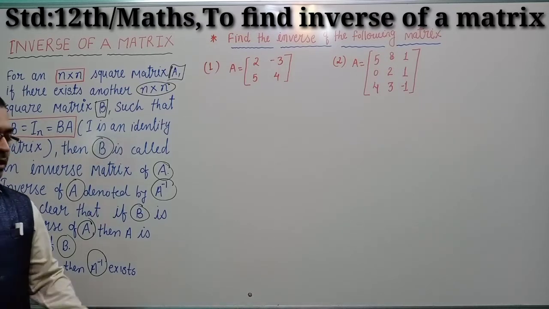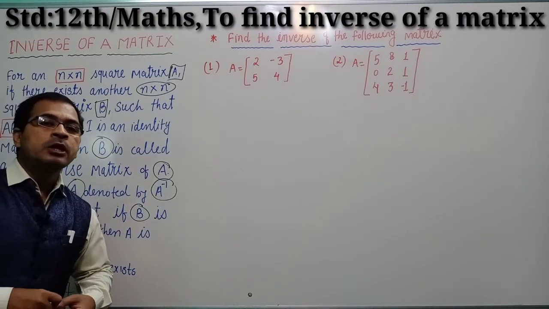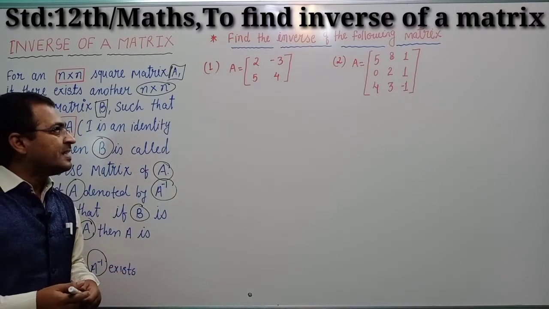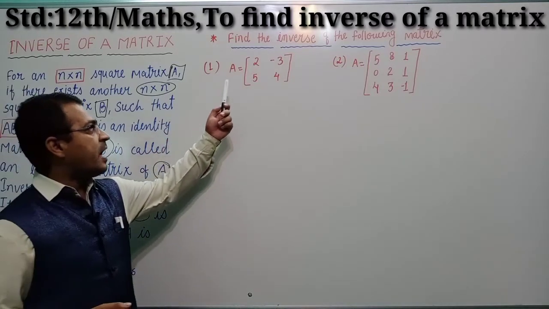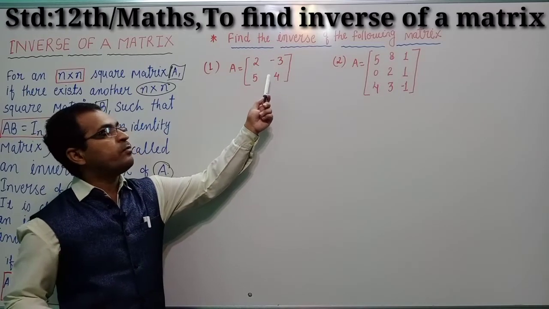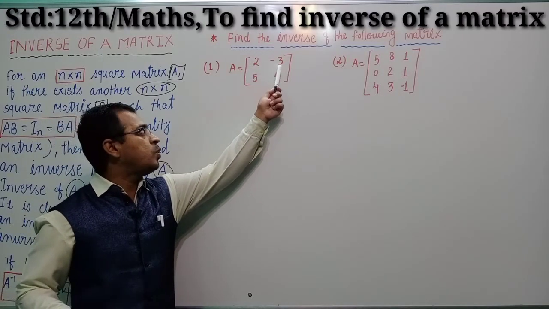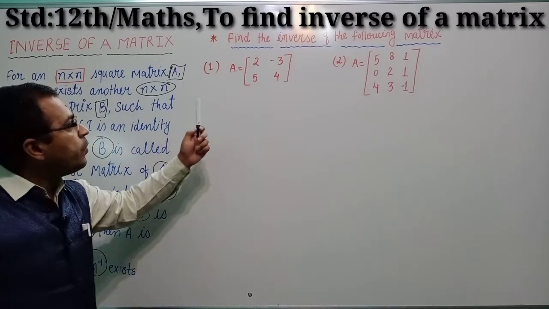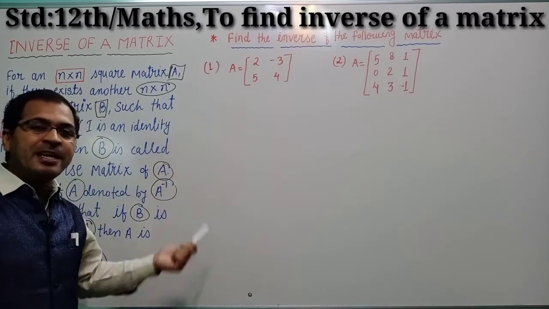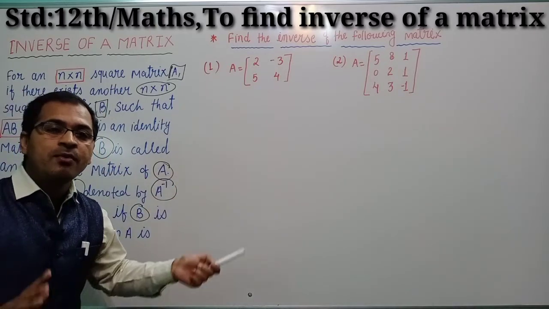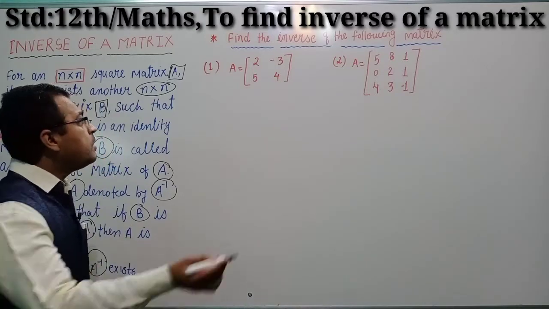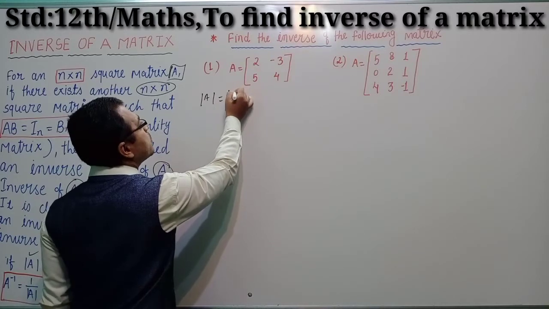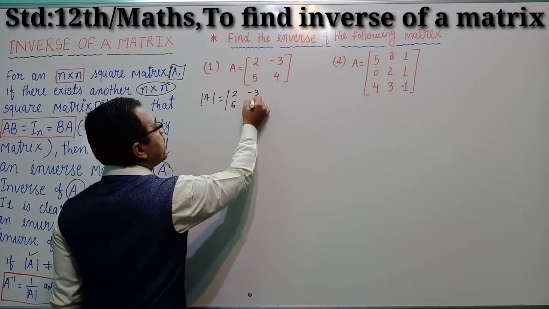Students, here we will learn how to find the inverse of a matrix of different orders. In the very first question, you can see that we have matrix A with elements 2, 5, minus 3 and 4. It means there are 2 rows and 2 columns, so this is a 2 by 2 matrix. As per the definition, your target is to find modulus A, which means determinant A: 2, 5, minus 3, 4.